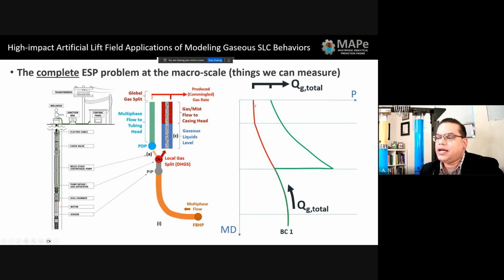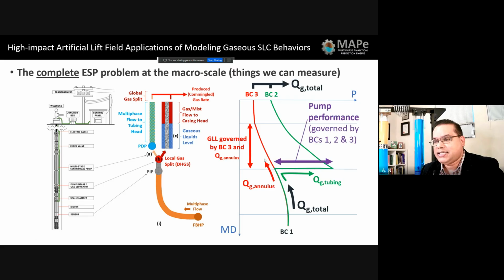And we have wells that actually have casing gas rate meters, so we know that we're simulating correctly, right? And one gas rate goes to the annulus and one gas rate goes to the tubing, and this whole thing is an interconnected system because there are different boundary conditions. There's a boundary condition here, there's a boundary condition here, and there's a boundary condition here. And this is what I talk about as proactive production optimization. You can control the fluid level. And if you control the fluid level, you control the bottom hole pressure, the pump intake pressure, and therefore you control the head performance, right?